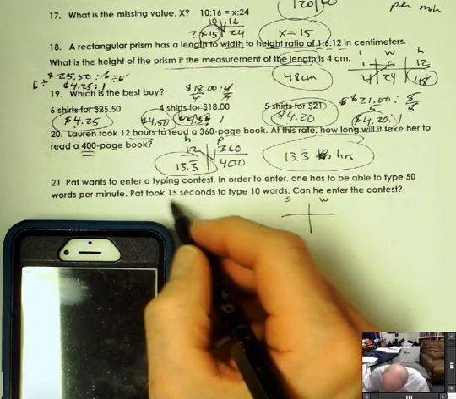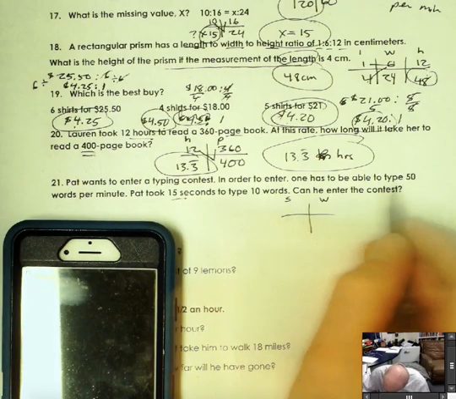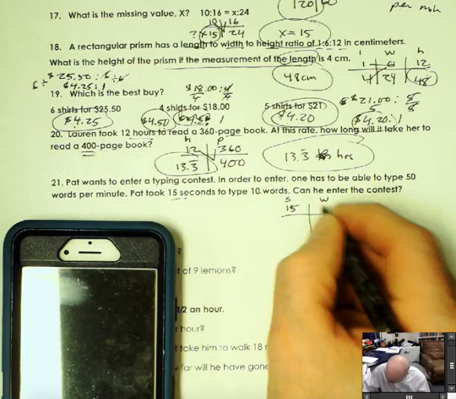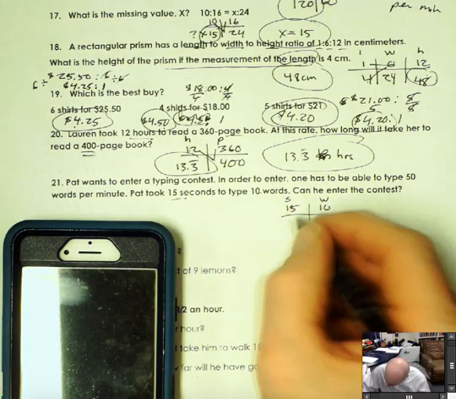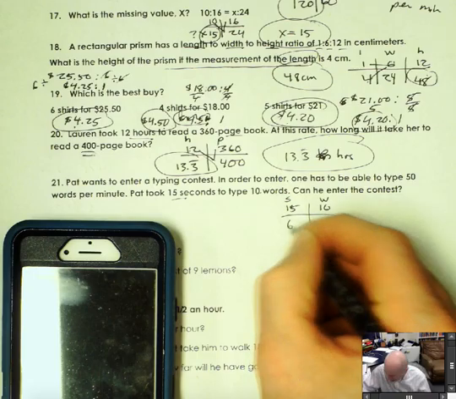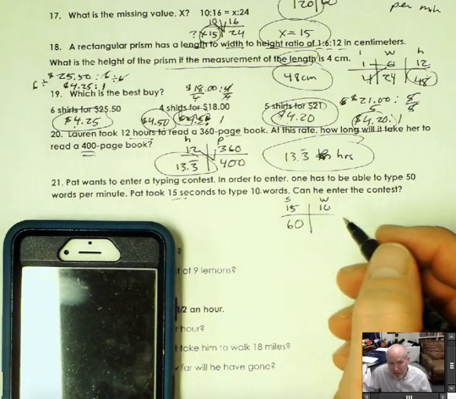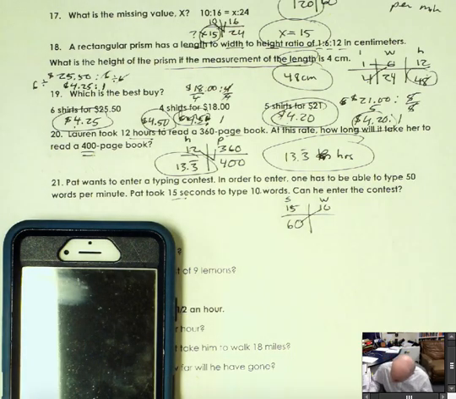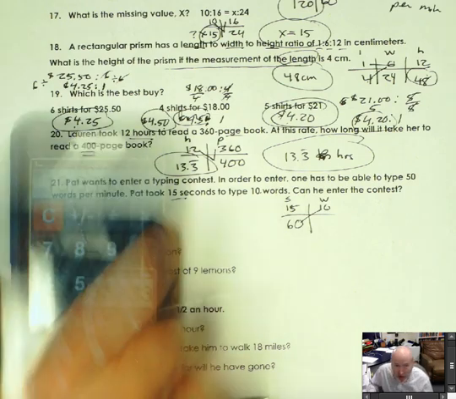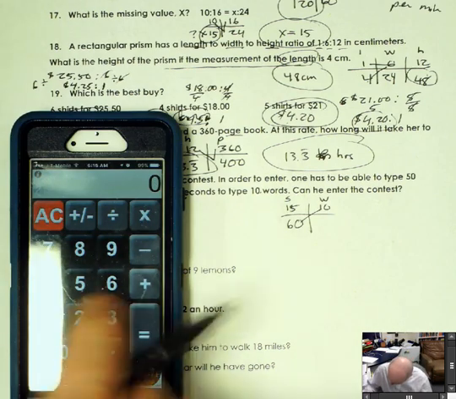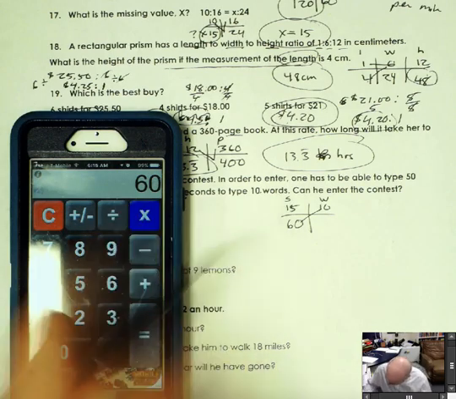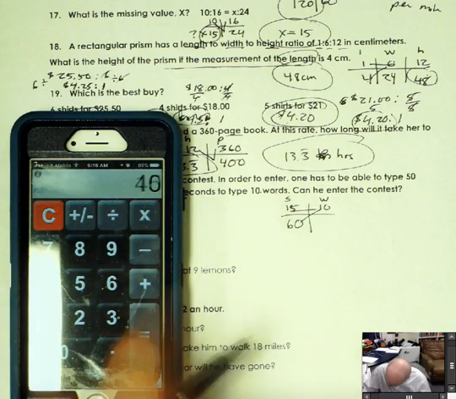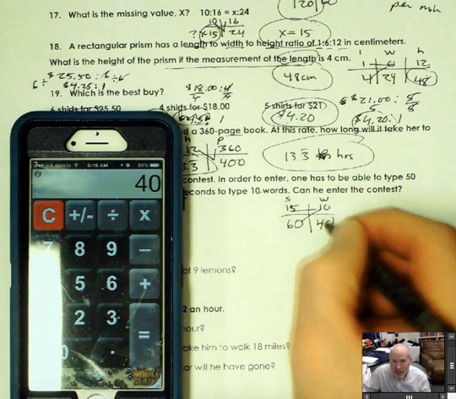So he can do, let's see, Pat took 15 seconds. He took 15 seconds to type 10 words. Sounds like me. We really want to know how many he can do in 60 seconds, because we have to see if he can do 50 words in 60 seconds or 50 words per minute. So 60 times 10, and then we're going to divide that by 15. Looks like he's only doing 40 words in 60 seconds.